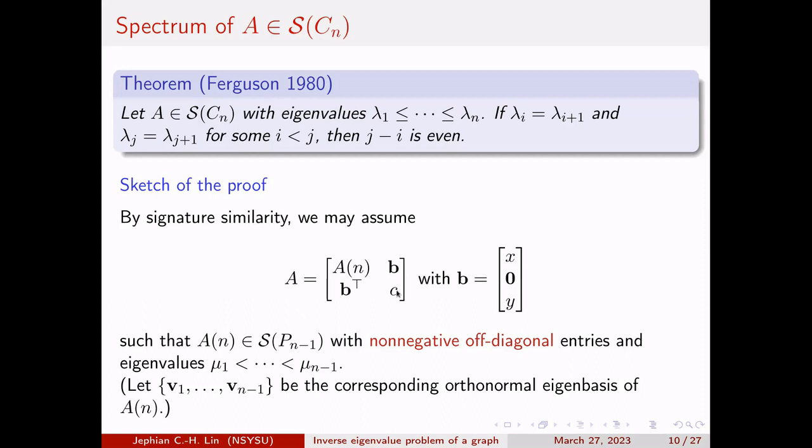Okay, so now I want to study a little bit about the eigenvalues of A and also the eigenvalues of A with n taken out. I assume the smaller matrix has eigenvalues from mu_1 to mu_{n-1}, and these are the corresponding orthogonal eigenbases.